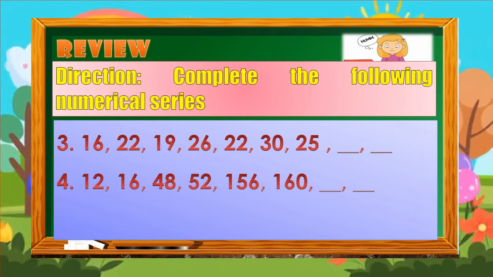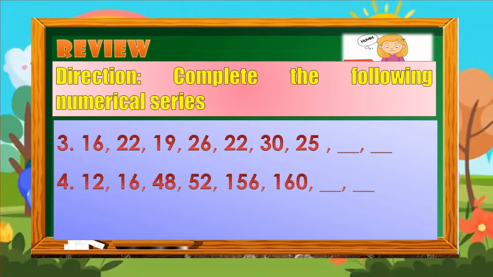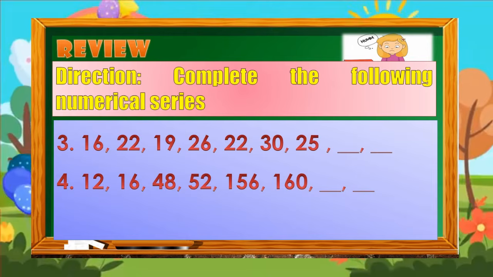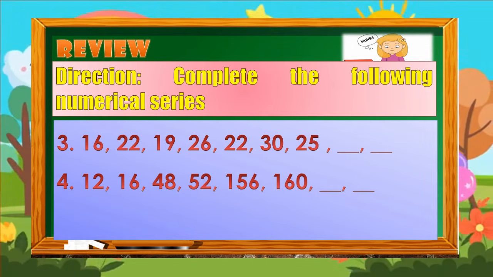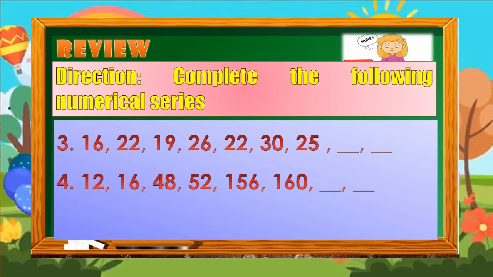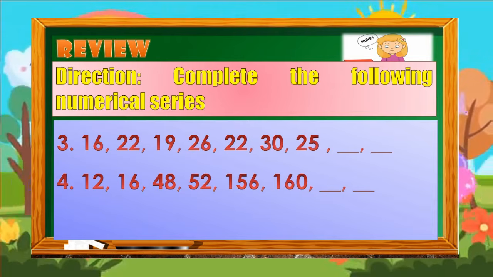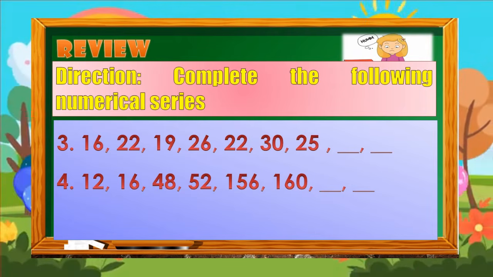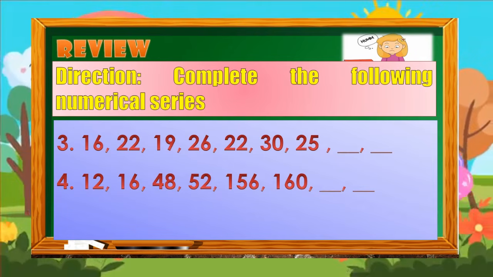Number 4. The given numbers are 12, 16, 48, 52, 156, 160. What are the next two numbers? Again, 12, 16, 48, 52, 156, 160. What are the next two numbers or series?